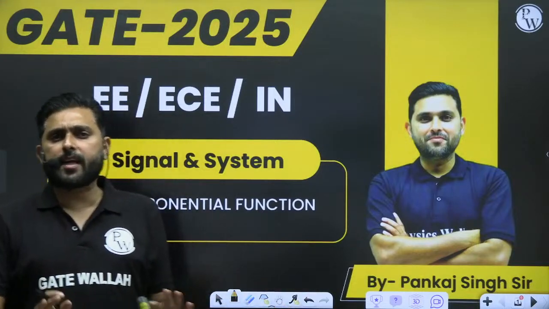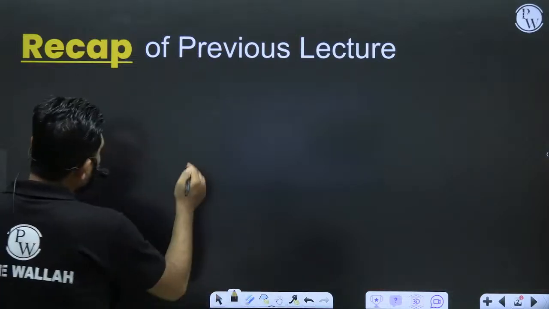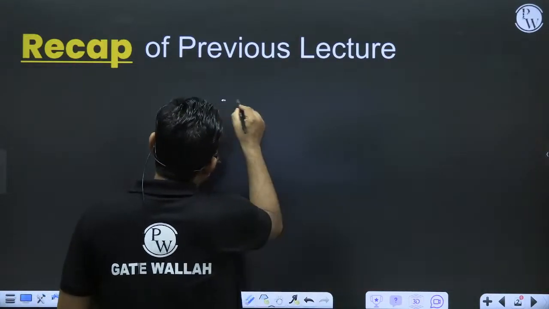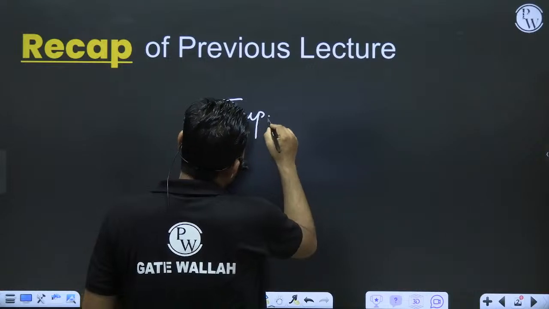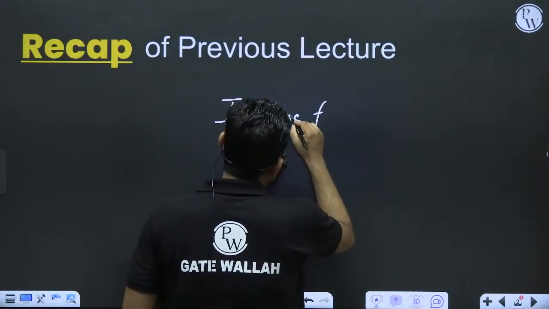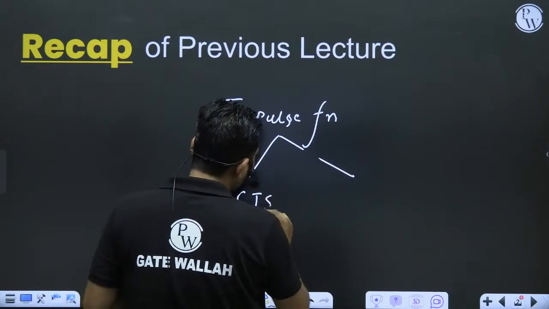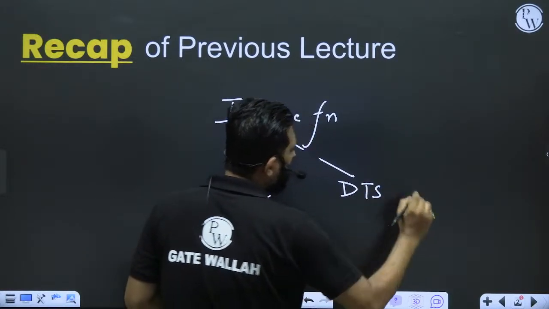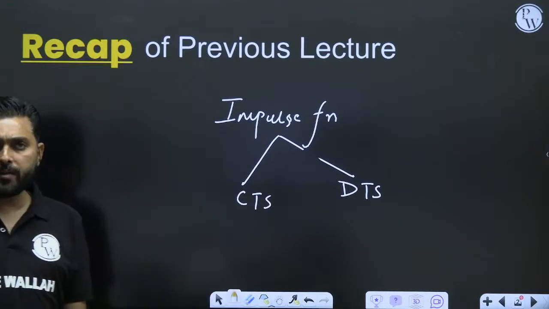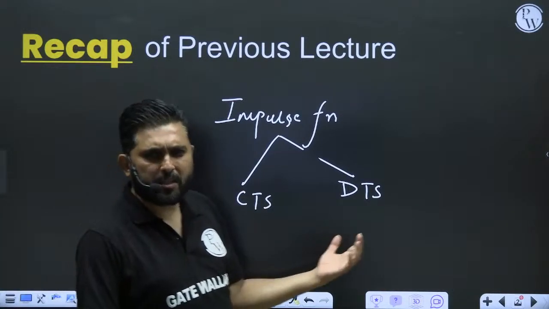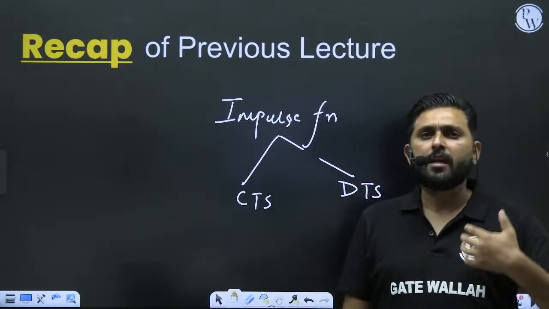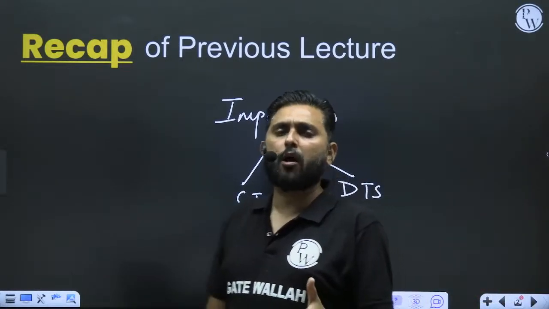We are dealing with the elementary signals. Until now we have covered two elementary signals. One is a step function, the other one is an impulse function. What we covered in the last class was the impulse function, both in CTS as well as DTS. So both CTS and DTS functions are covered, and we have covered a lot of stuff like properties of impulse function, like product property, area property, approximation of a signal in terms of impulse.